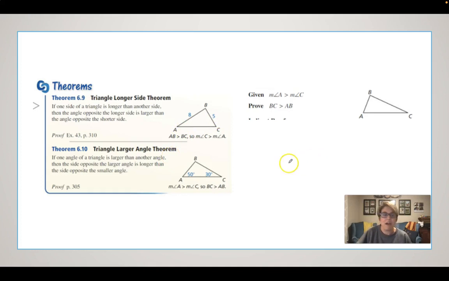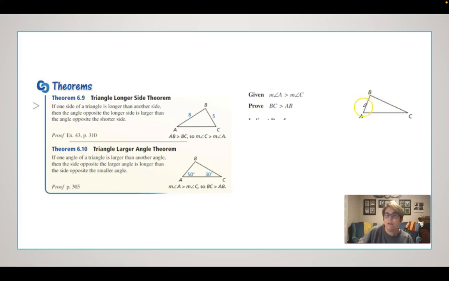Kind of the converse to that is the triangle larger angle theorem. If the measure of angle A is greater than the measure of angle C, then the side that's across from angle A, BC, has to be greater than the side across from angle C, AB. So BC is greater than AB. So here we go. We're going to use an indirect proof to work with this particular problem. It says, given that angle A is greater than angle C, prove that BC is greater than AB.